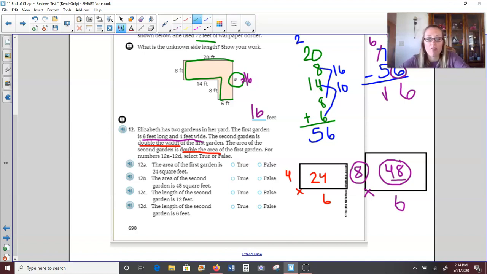The area of the first garden is 24 square feet. Is that true or false? It's true. We just solved that. Letter B, the area of the second garden is 48 square feet. Yeah, because 48 is double that of 24. The length of the second garden is 12 feet. No, we discovered the length would have to stay 6 feet in order to get an area of 48. And lastly, the length of the second garden is 6 feet. Yes, that's what we just figured out.